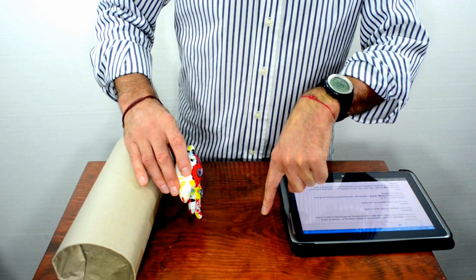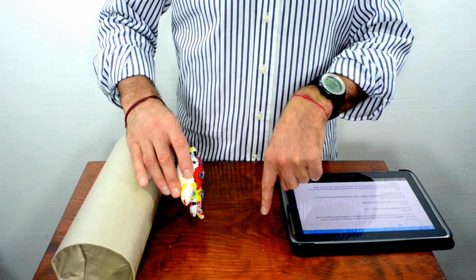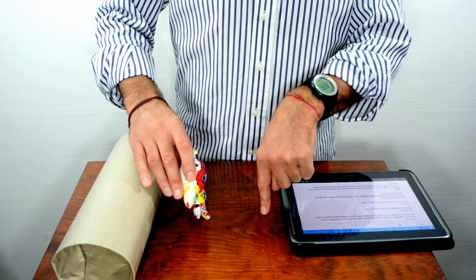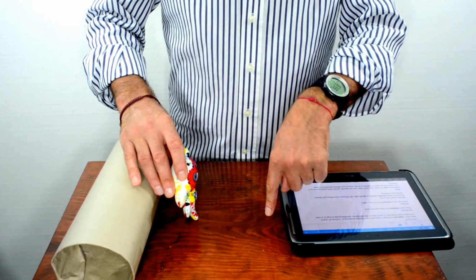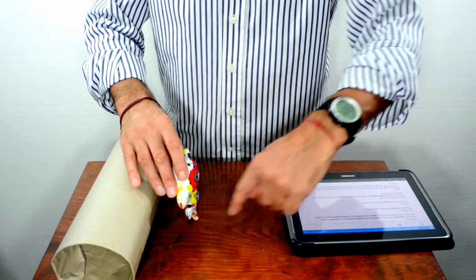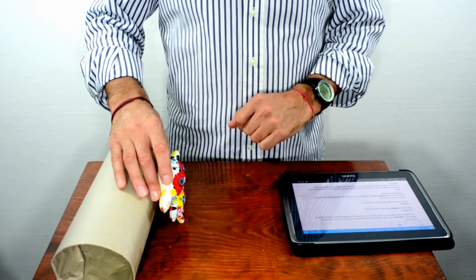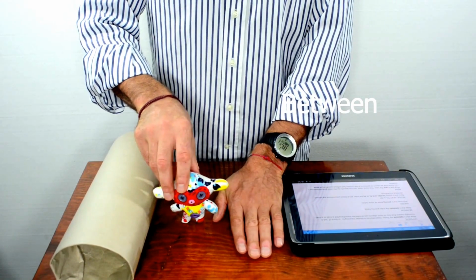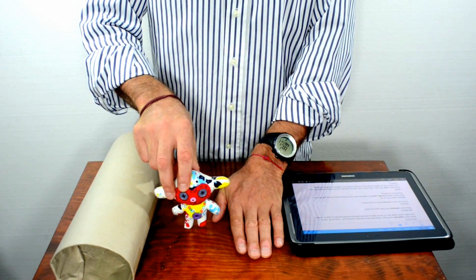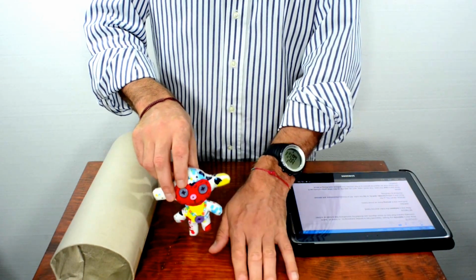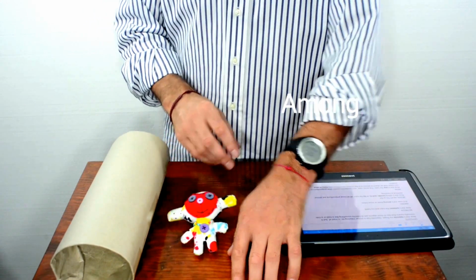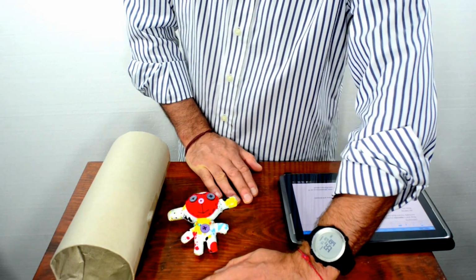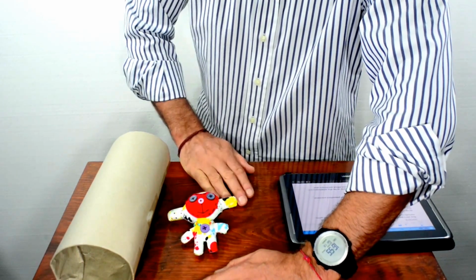Opposite has a similar meaning to in front of, but it normally means that two or more objects are divided by something like a road or a river. There could be a road or river in the middle here. Opposite. Between. Now she's between the tube and my hand. Now she's among more than two objects, my hands, the tube, and the tablet.